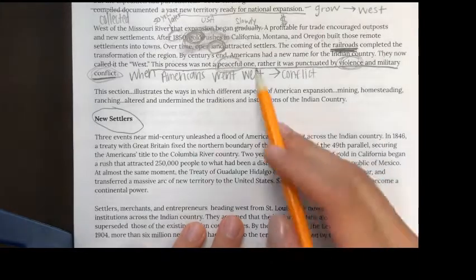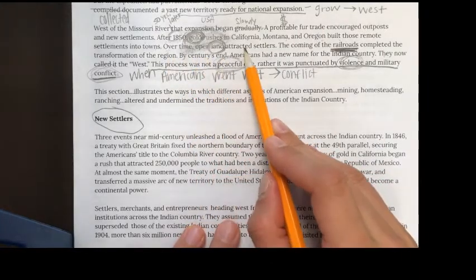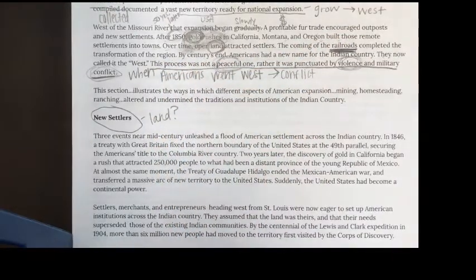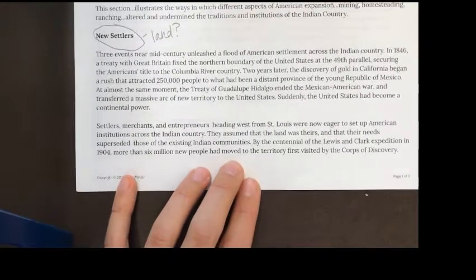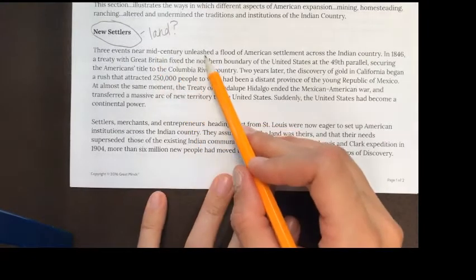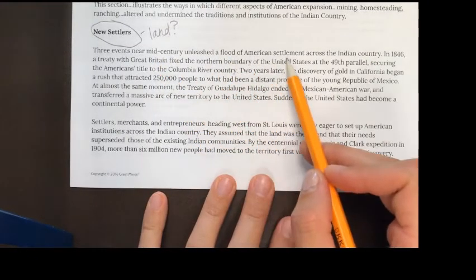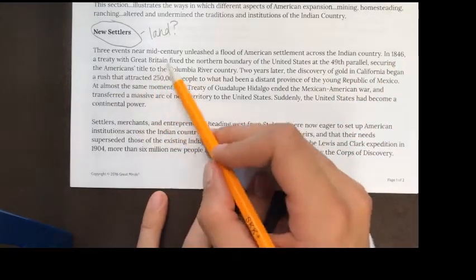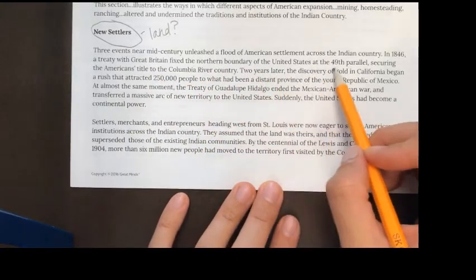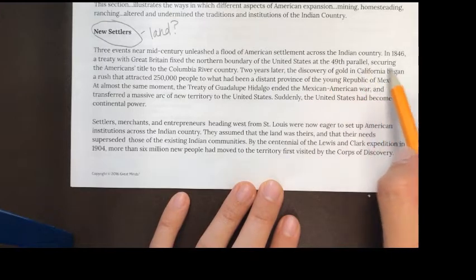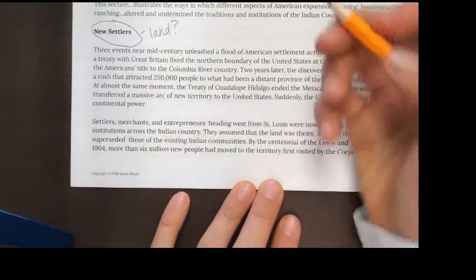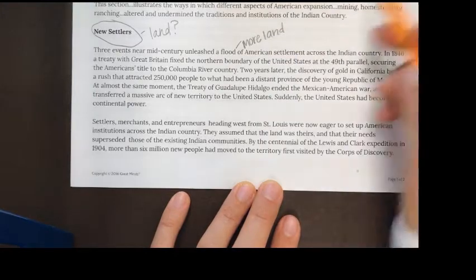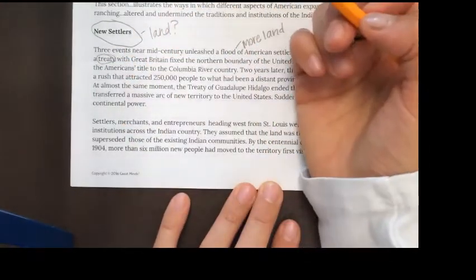And I remember up here, they talked about how over time, open land attracted settlers. So I'm going to write, I think they may have wanted land in the West. 3 events near mid-century unleashed a flood of American settlements across Indian country. In 1846, a treaty with Great Britain fixed the northern boundary of the United States at the 49th parallel, securing Americans' title to the Columbian River country. So basically what that means, we got more land, right? So we made a treaty or an agreement.